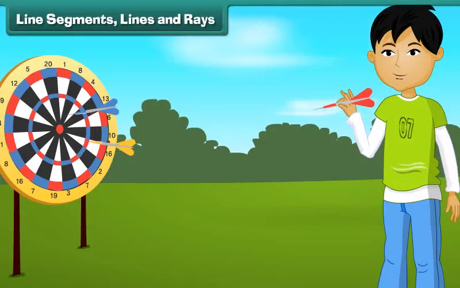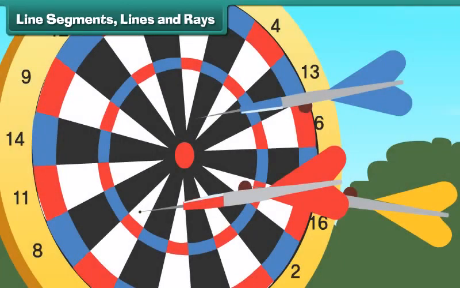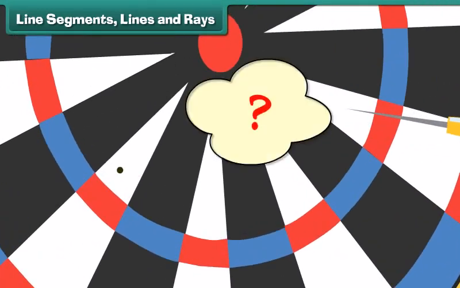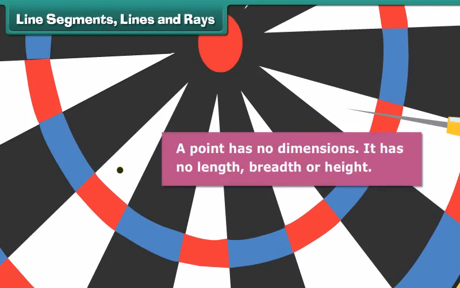Line segments, lines, and rays. Rahul perfects his aim by throwing darts at the dartboard. Here is one such dart. Let us remove it. What do we observe? The dart has left a mark on the dartboard. The mark is called a point. A point has no dimensions. It has no length, breadth, or height.